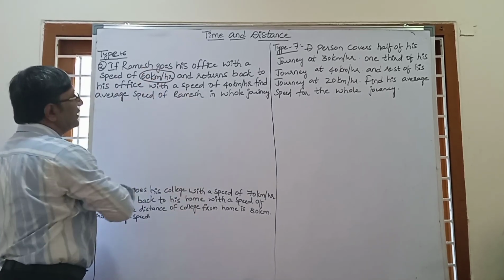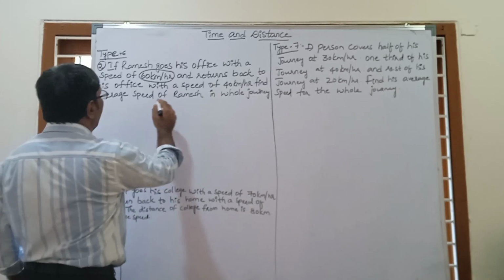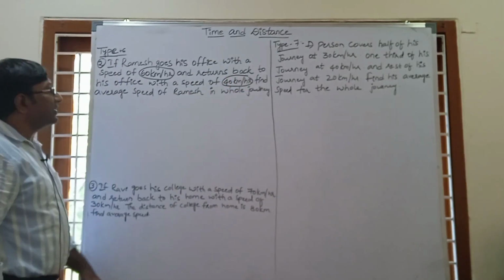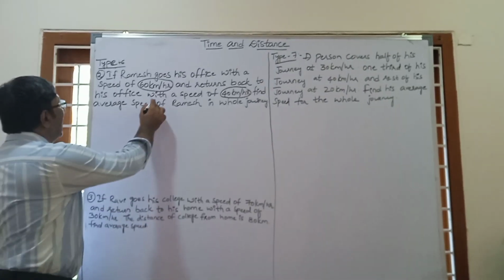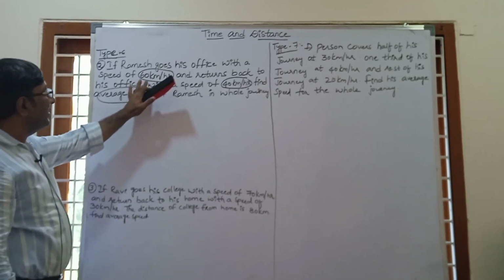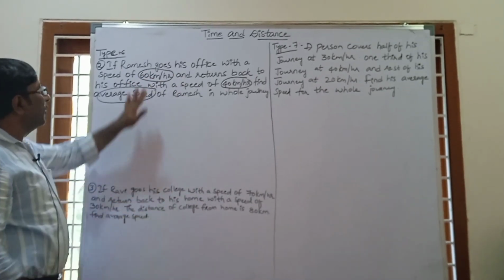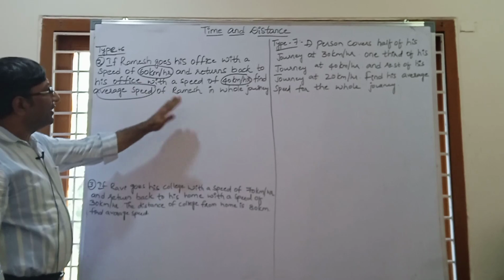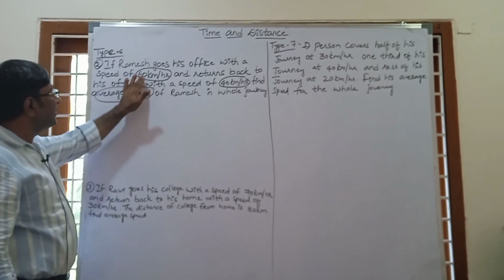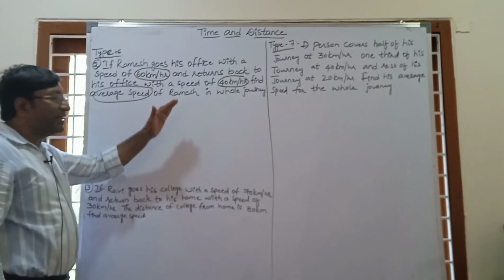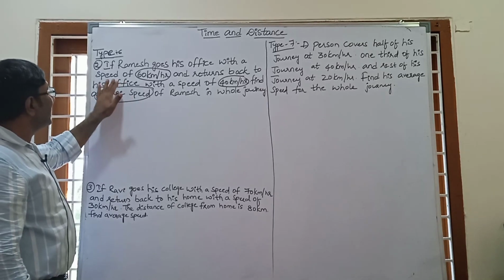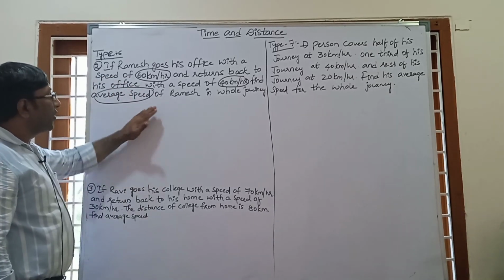Here it is given that Ramesh goes to the office with a speed of 60 km per hour. That is one speed given. And he returns back to his office with a speed of 40 km per hour. That means the second speed is given. Then we have to find the average speed. First going 60 km per hour and returning 40 km per hour. The distance of office and home is constant, that is the same.